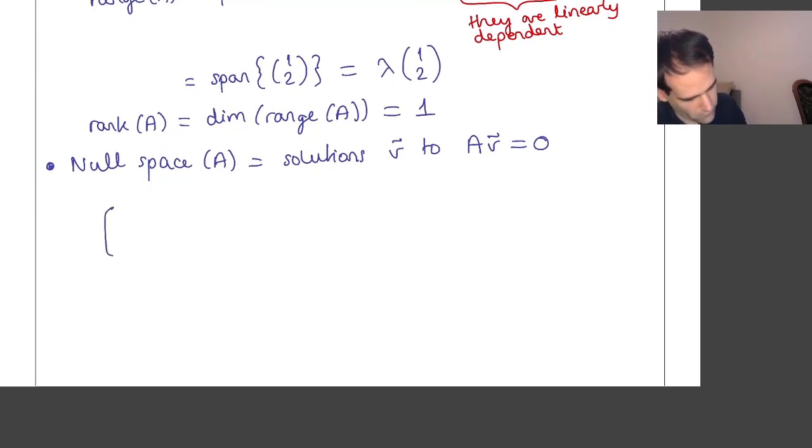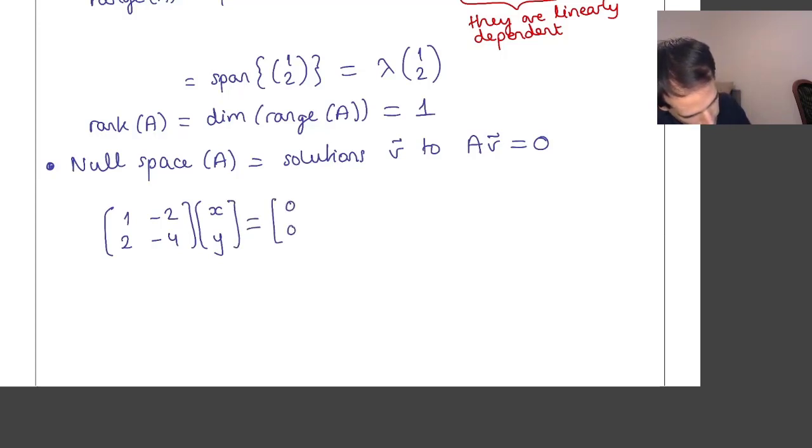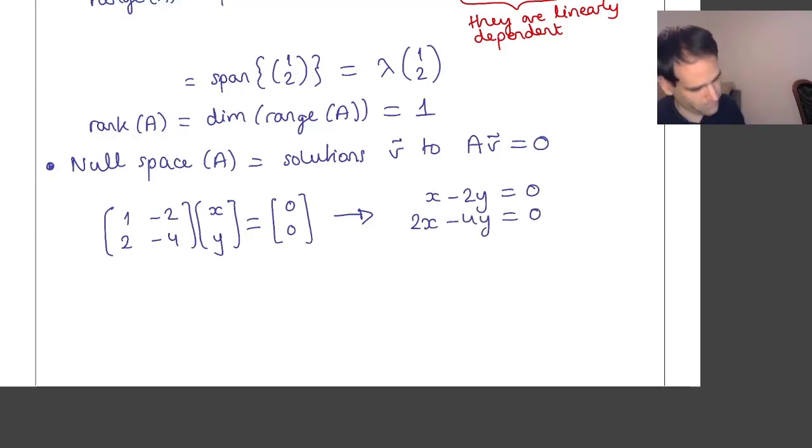So I write A, which is [1, -2; 2, -4], multiplied by vector v. Now, vector v has two components, so let's give some names to the components. It will be the x component and the y component. So this is equal to 0. So if we do the matrix vector multiplication, we find out this is a system of two equations with two unknowns. So what is the system? The system is x minus 2y equals 0 and 2x minus 4y equals 0.